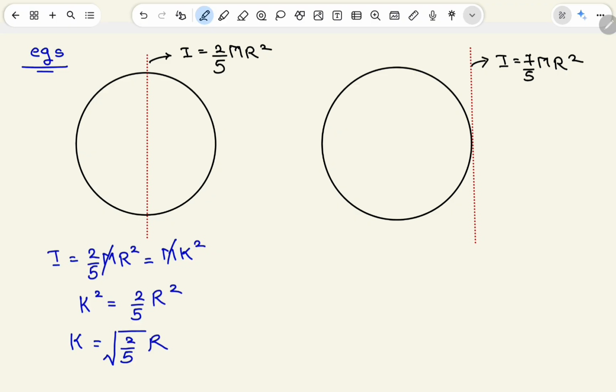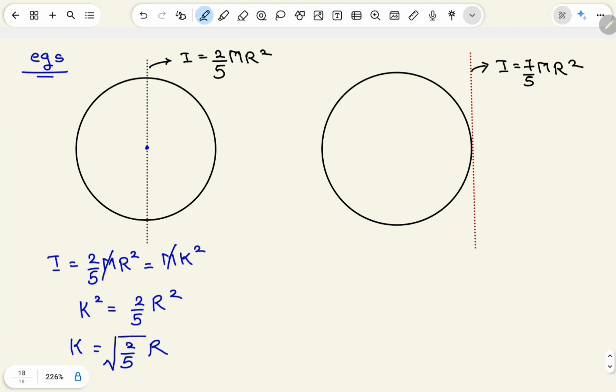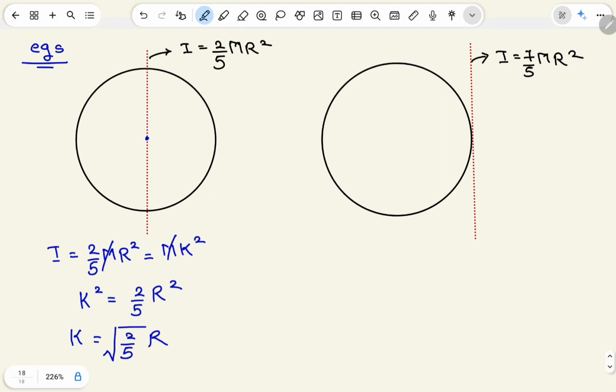So when a sphere is given and it is rotating about an axis of rotation which is passing through the center of the sphere, then in such a case the radius of gyration is under root 2 by 5 r. Now let's change the axis. So we have changed the axis, and now the axis is not passing through the center, but it is along the tangent to the sphere. And along that tangent, the moment of inertia for the sphere is given as 7 by 5 mr square.